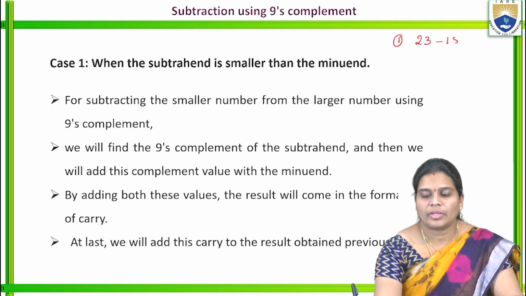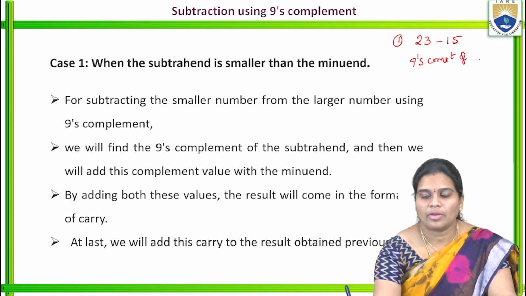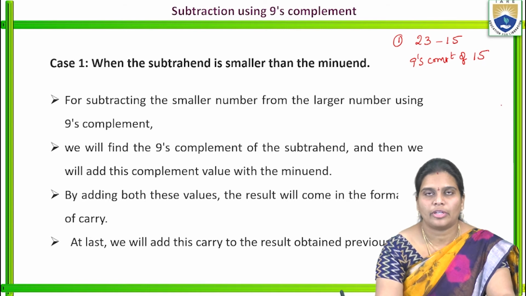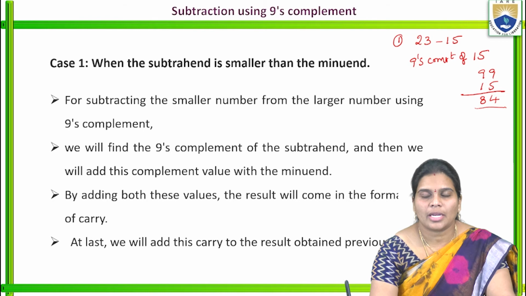23 minus 15. What is the first step of this one? Apply the 9's complement of this negative value, the 9's complement of 15. Each and every digit is subtracted from 9. So 99 minus 15: 9 minus 5 is 4, 9 minus 1 is 8. So this is the 9's complement of this one.